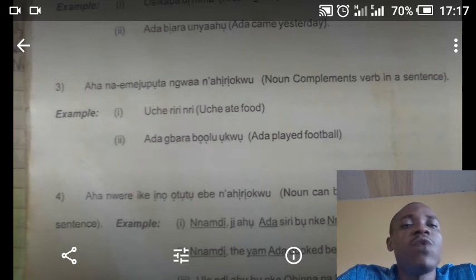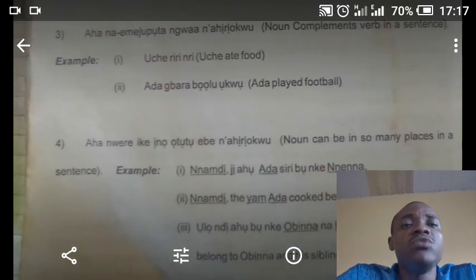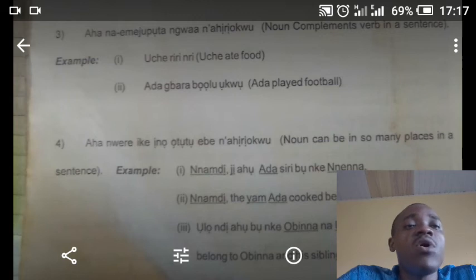Okay? So I have the third one here, which is aha na emejuputa ngwa n'ahịrịokwu, which means noun complements verb in a sentence. We have examples here. Number one is Uche riri nri. So Uche is complementing the other words there. Okay? In English you have seen it there. The second one is Adabara boru uku.